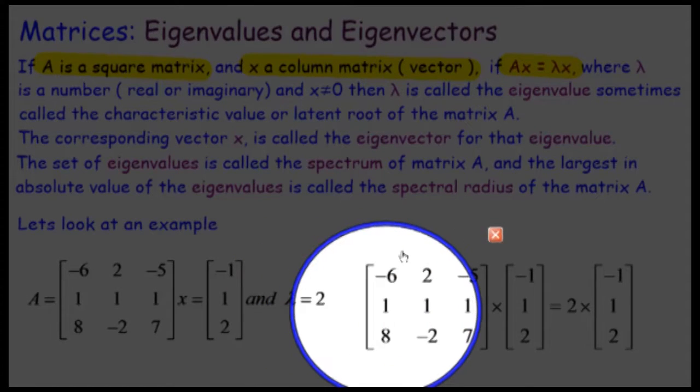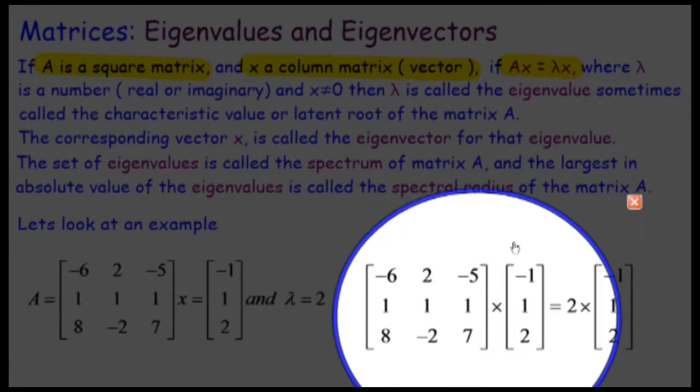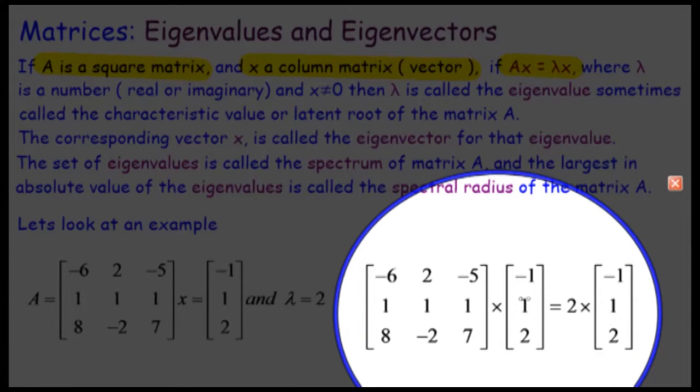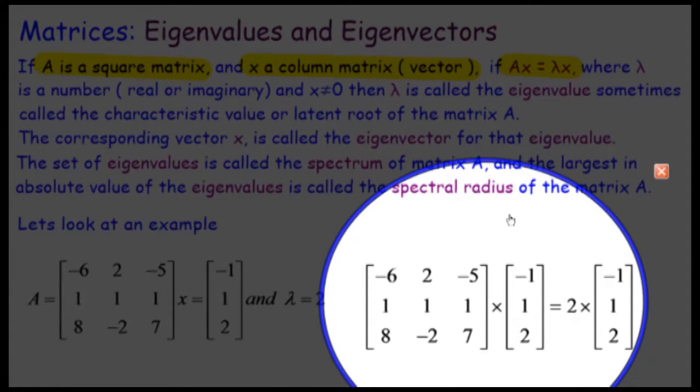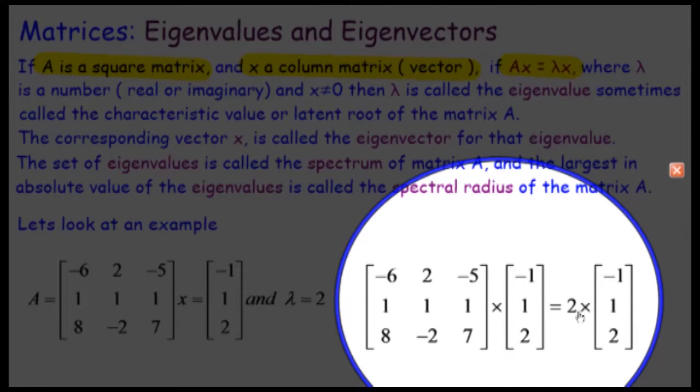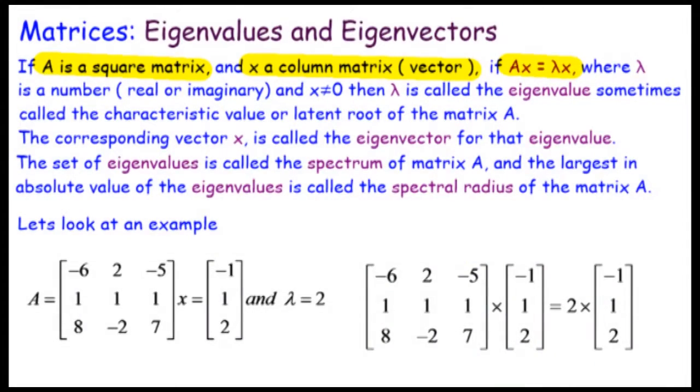We'll go through an example in a minute and show you how we get all this. But basically, if I multiply this matrix A by the eigenvector minus 1, 1, 2, it is equal to 2 lots of the eigenvector minus 1, 1, and 2. So the matrix is applied to the vector, and the result is just a multiple of the original vector. Its direction is preserved. Let's have a look at GeoGebra.